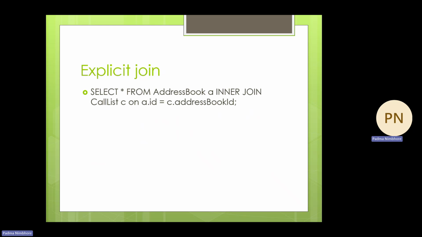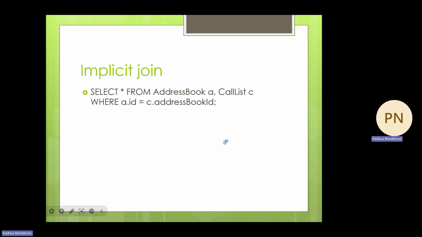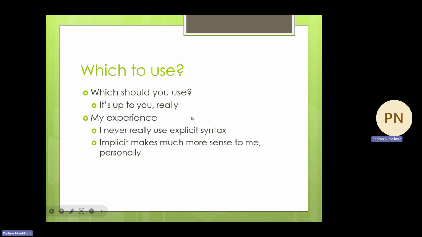query, like select a star from the address book a inner join call list c on a.id is equal to c.address_book_id. Inner join is the word that should be used in the explicit join. But in the case of the implicit join, we don't use that word, and it is written like this: select star from the address book a, call list c, where we are using the word where a.id is equal to c.address_book_id.